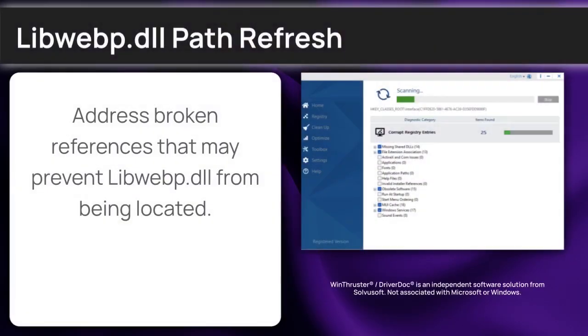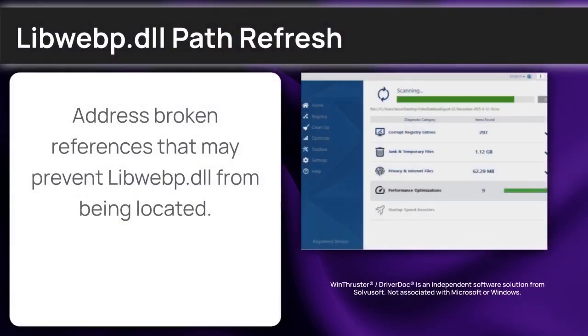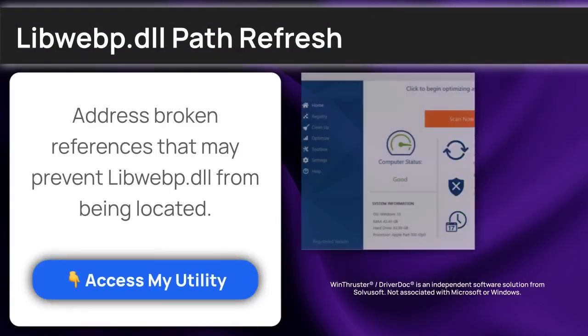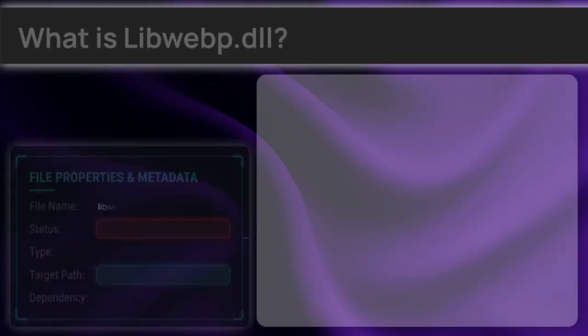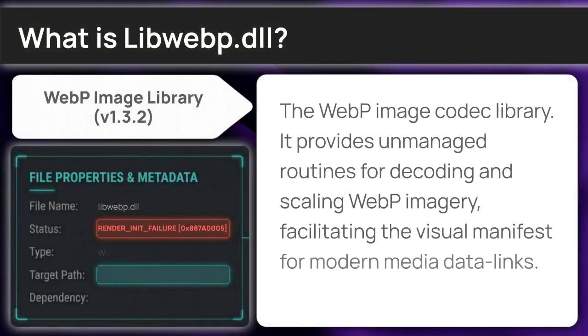As we look at the manual steps for Libwebp, there is also a diagnostic resource for reviewing your overall system health. This is the Libwebp, the WebP Image Codec Library. It provides unmanaged routines for decoding and scaling WebP imagery, facilitating the visual manifest for modern media data links.